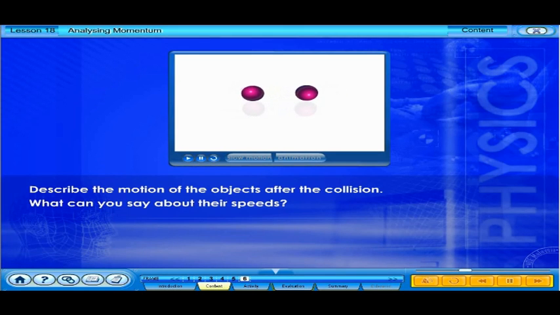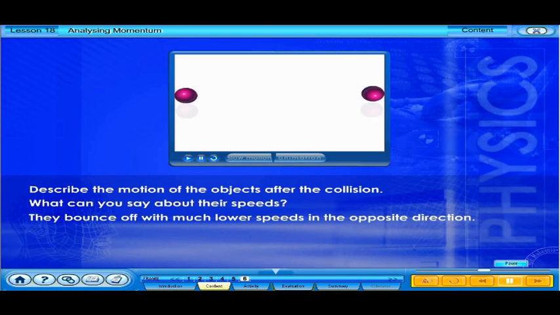Let us look at another collision. Describe the motion of the objects after the collision. What can you say about their speeds? They bounce off with much lower speeds in the opposite direction. This is an example of an inelastic collision.